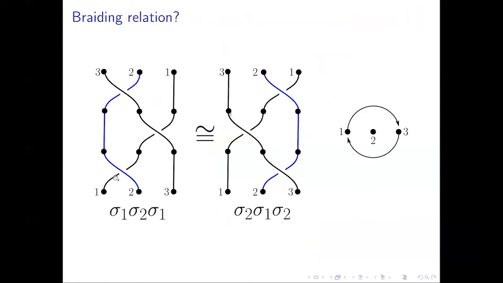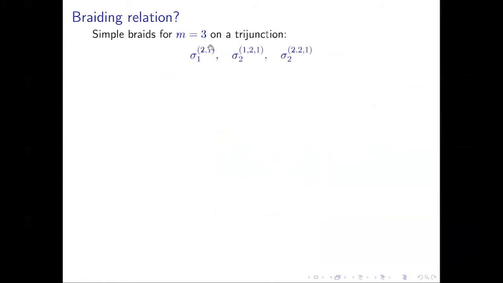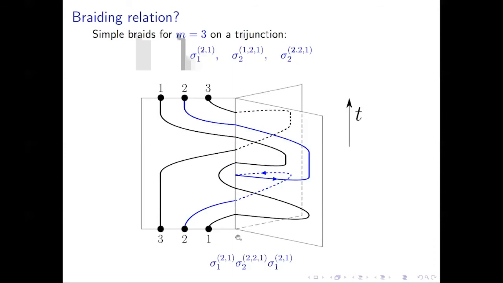So what about the braiding relation? Before, we had a situation where this middle braid could be freely moved. But on a T junction, we have the simple braid sigma 1, where the first particle goes to the left, and sigma 2, where the first particle goes to the right. So we actually have 3 types of simple braids. If we choose sigma 2, 2 to 1, this is what we obtain. The point is that now this middle braid is blocked by other braids, so it cannot move freely. The consequence is that there's no braiding relation on the T junction. In principle, those guys do not have to satisfy the braiding relation.